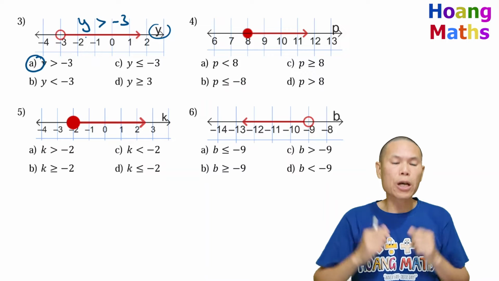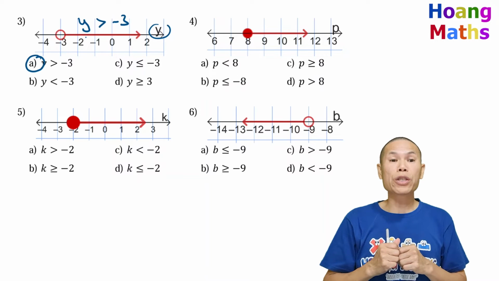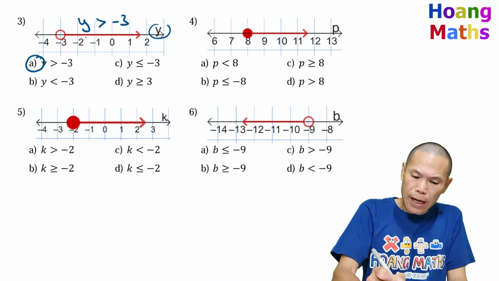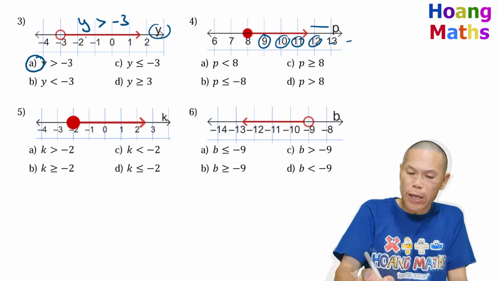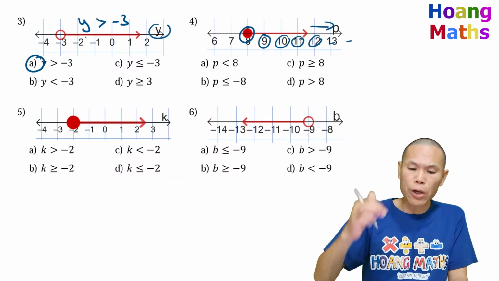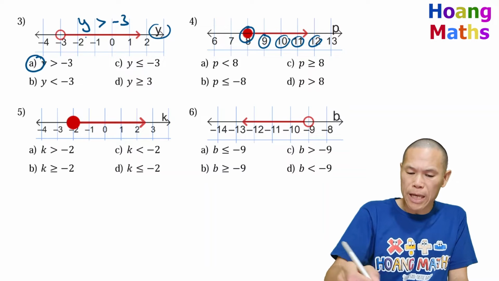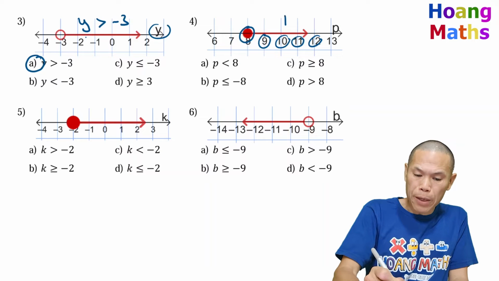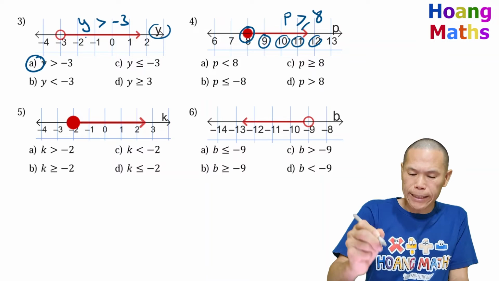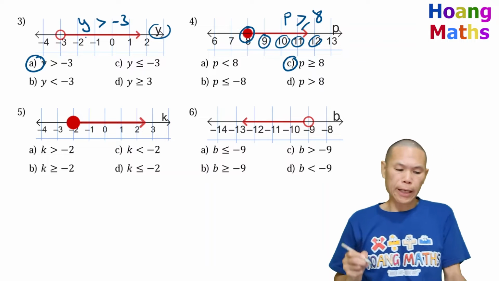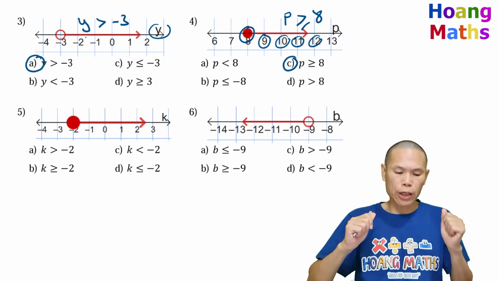So there you go. I hope you got it correct. Question number 4. So we start from 8, and then we have 9, 10, 11, 12, and so on going this way. And we have this circle here being filled. So that means including. And these values are P. So in other words, we have P is greater than or equal to 8. So that is C. That is the answer. And I hope you got it correct.